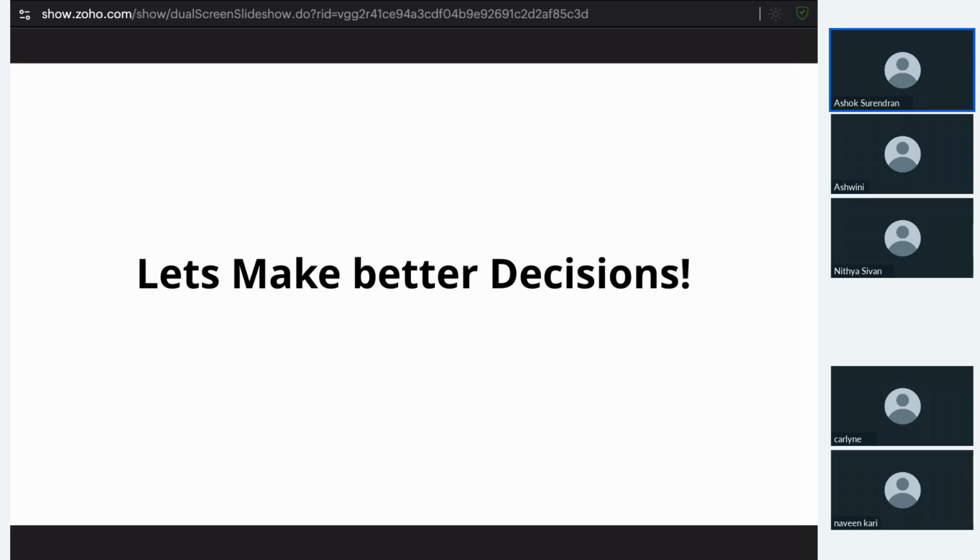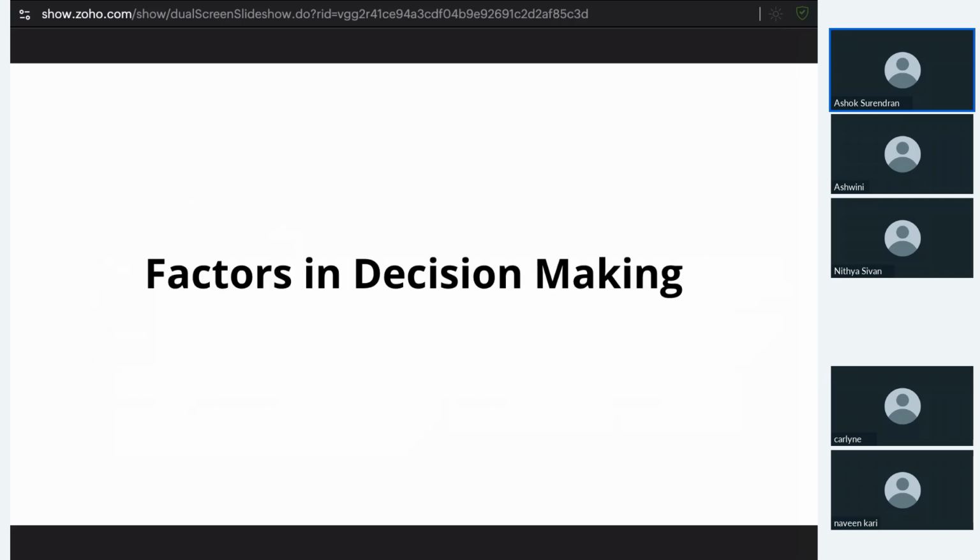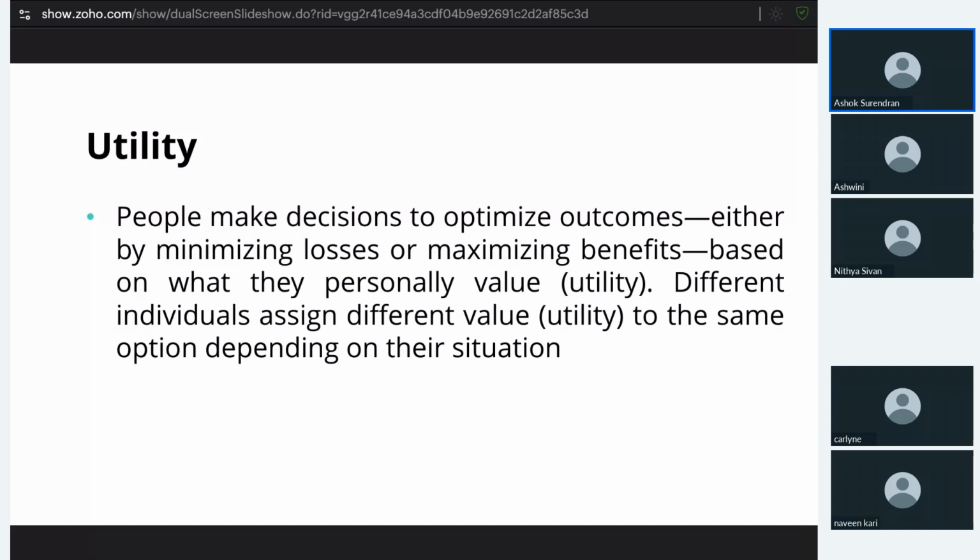So there is a question, can you explain the utility of decisions again? So utility is one of the factors in decision making. People make decisions to optimize outcomes, either by minimizing losses or maximizing benefits, based on what they personally value. What are their personal needs? Different individuals assign different value to the same option depending on their situation.